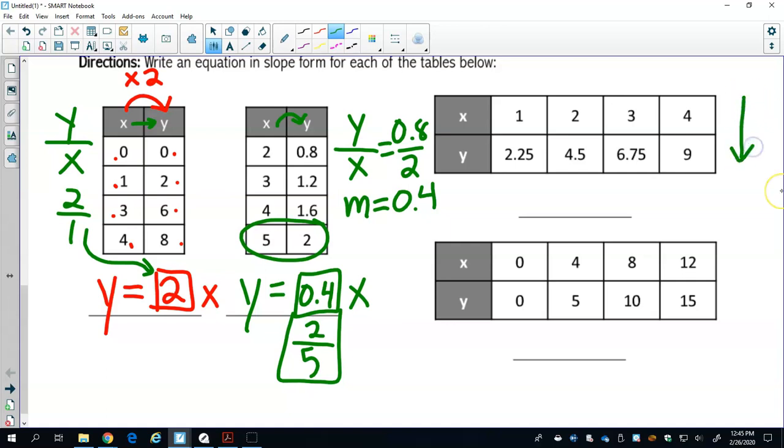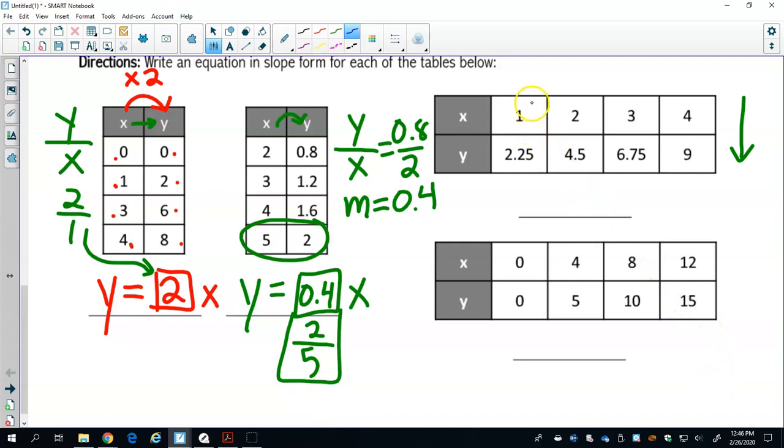You're looking at what you multiply x by to get y. If you don't know, use your calculator and divide y by x. And don't do the 0 by 0 because that's the second one, but that's not going to help you. So this is another one, again, that would have two answers.